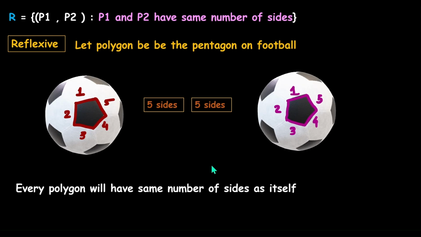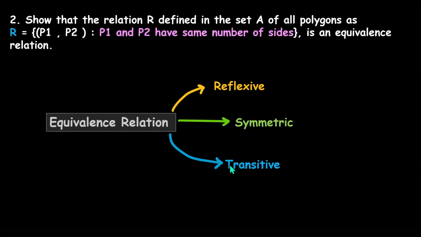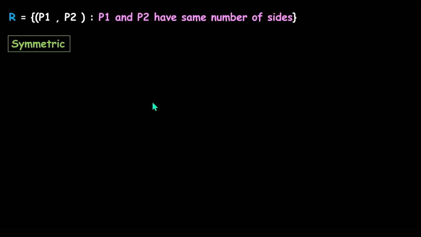That's why, for this relation, we can safely say that it's reflexive. So it is a reflexive relation. So the first property is tick marked. This is reflexive. Let's talk about symmetric.